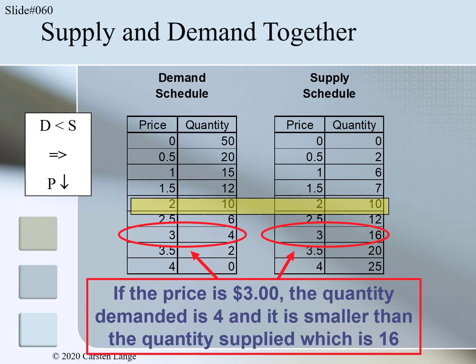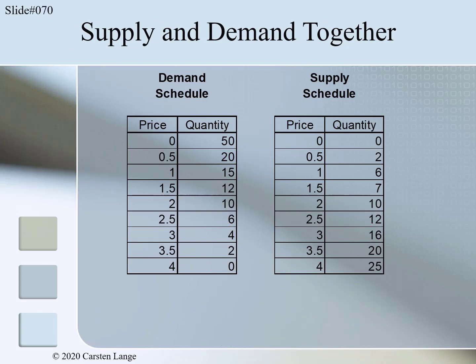This means if the price is greater than the equilibrium price, market forces will finally lower the price, and the price moves towards an equilibrium. What happens if the price is smaller than the equilibrium price? I chose the price of $1 here, which is smaller than the equilibrium price of $2.